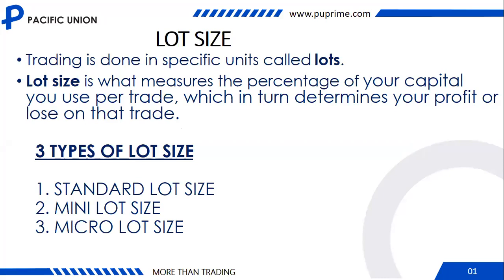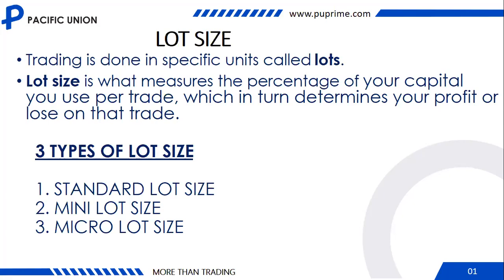If you want to buy anything in the market, everything is measured in quantity. So your trading is also measured in quantity. So let's talk about types of lot size. We have three types of lot size in Pacific Union. One is the standard lot size, two is the mini lot size, and three is the micro lot size.